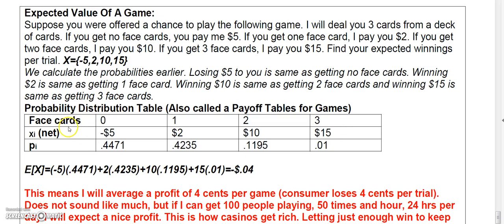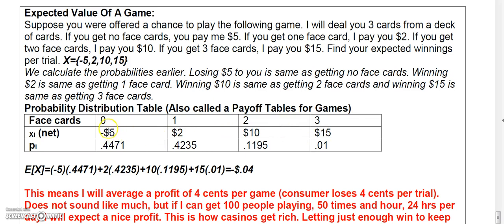Now, when I set up the table, I put an extra row up here just to show you what each of these columns represents, because remember, even though my random variable is the monetary values, these monetary values have the same probabilities as getting these number of face cards. So the probability of getting no face cards and the probability of losing $5 is going to be the same. The probability of getting 1 face card and gaining $2 is the same. The probability of getting 2 face cards is the same as the probability for gaining $10. And the probability of getting 3 face cards is the same as the probability of gaining $15.